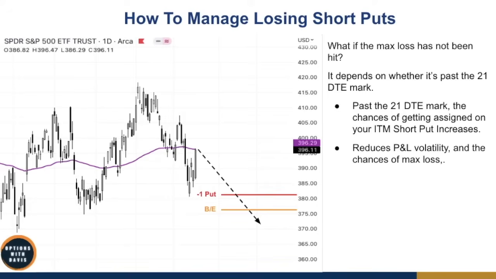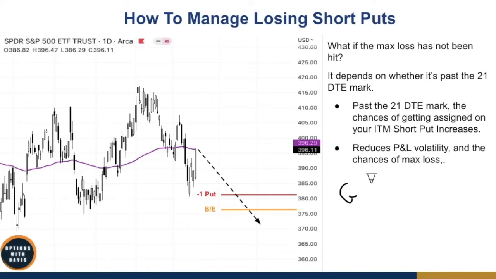Now, the next reason why we want to only manage once it's past the 21 days to expiration mark is because it reduces your P&L volatility and the chances of the max loss. So most of the biggest losses tend to happen when the option is near the expiration date. And that's because the gamma will start to really pick up, right?